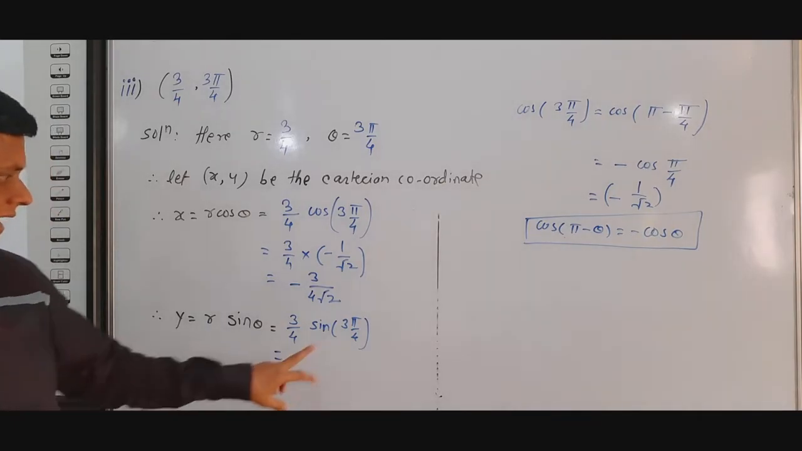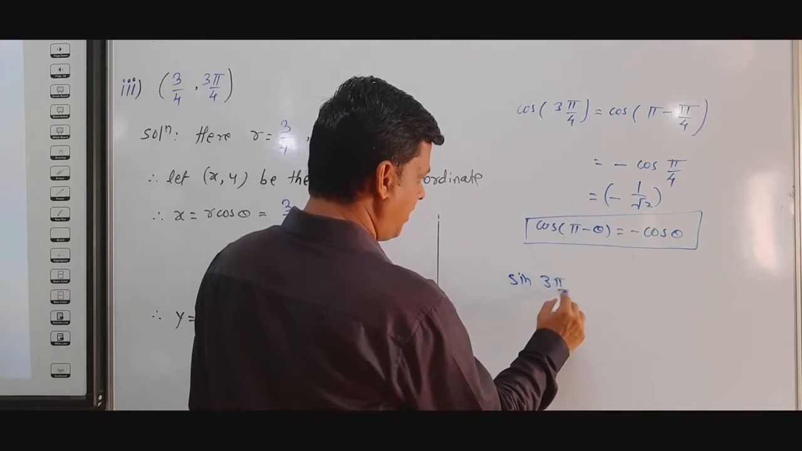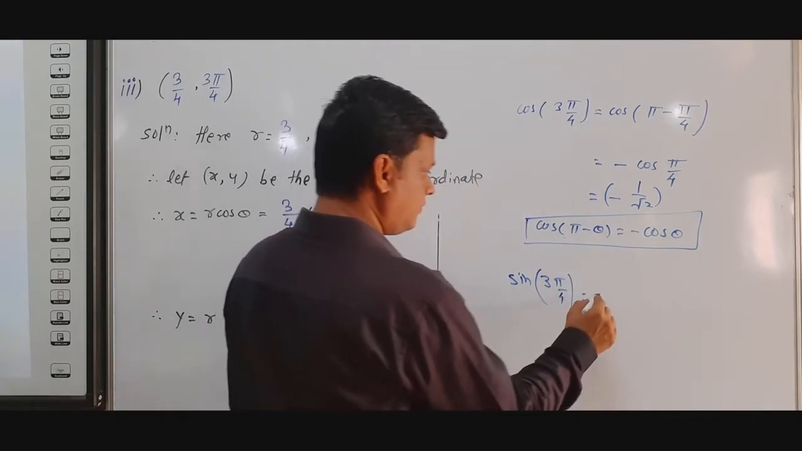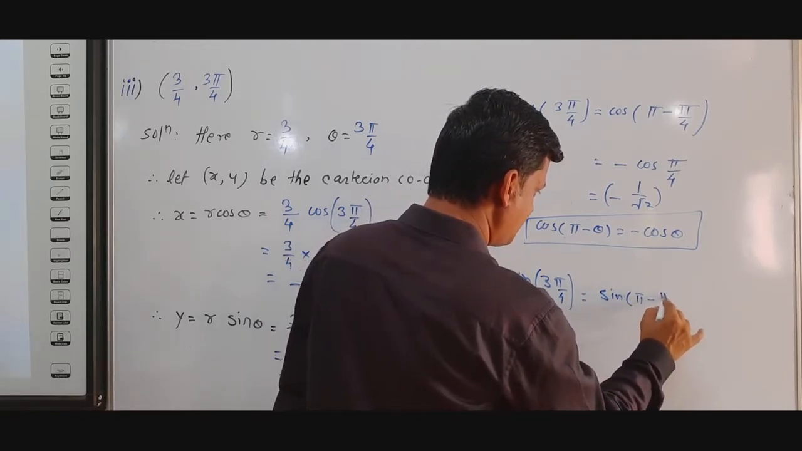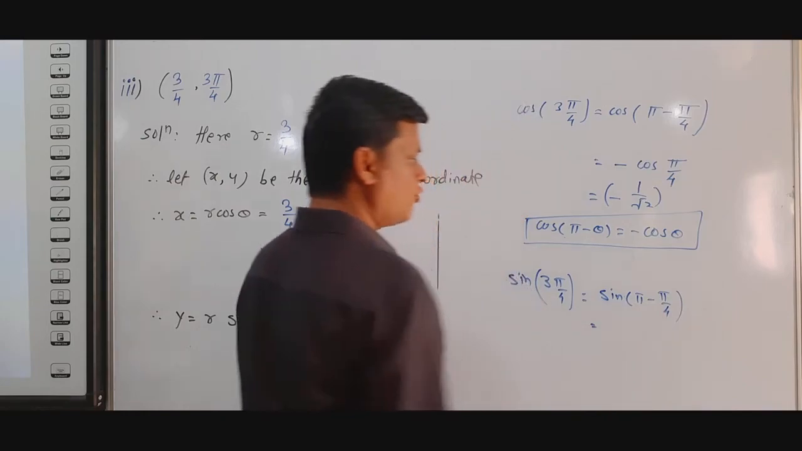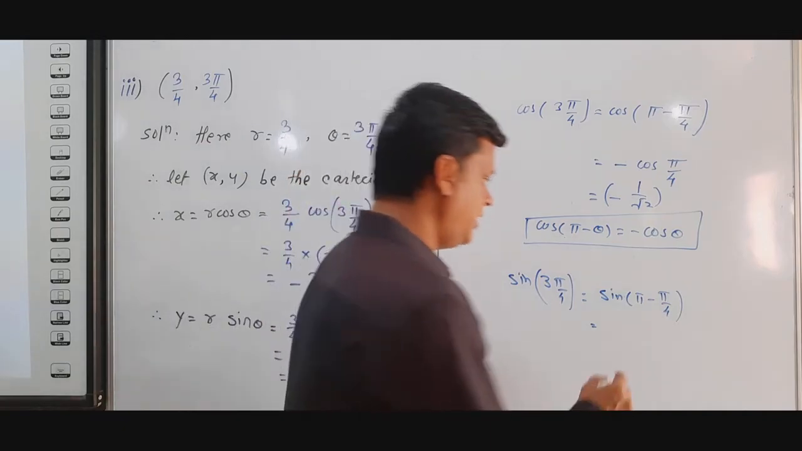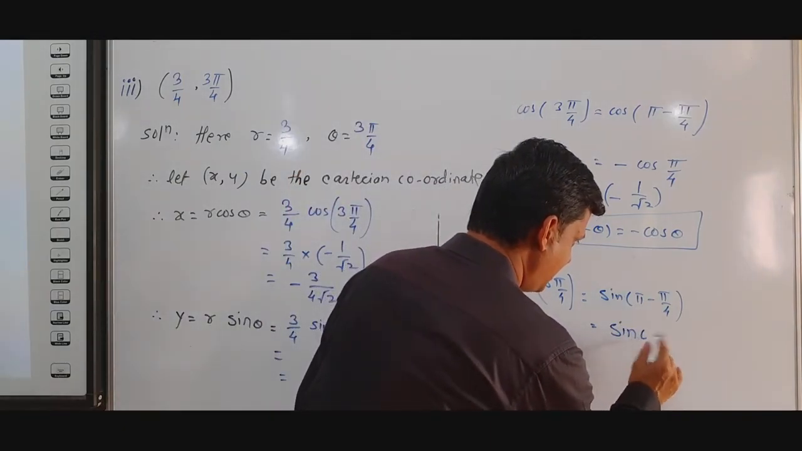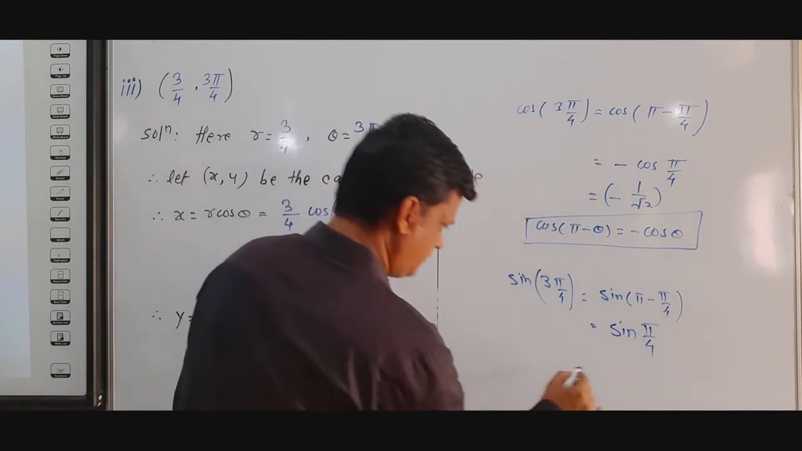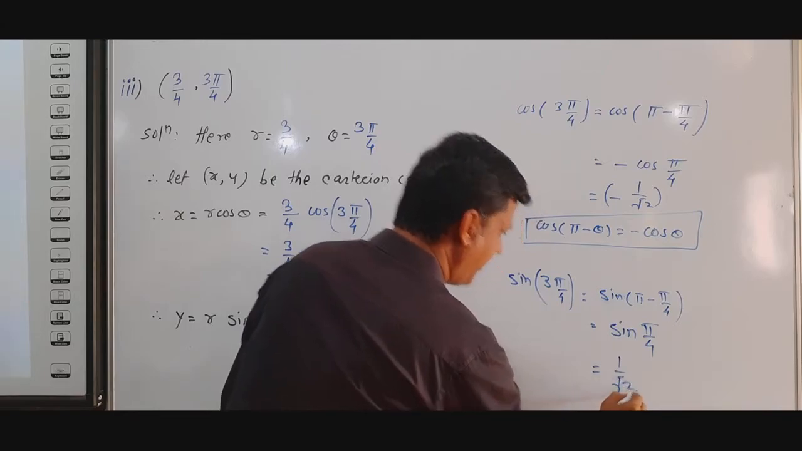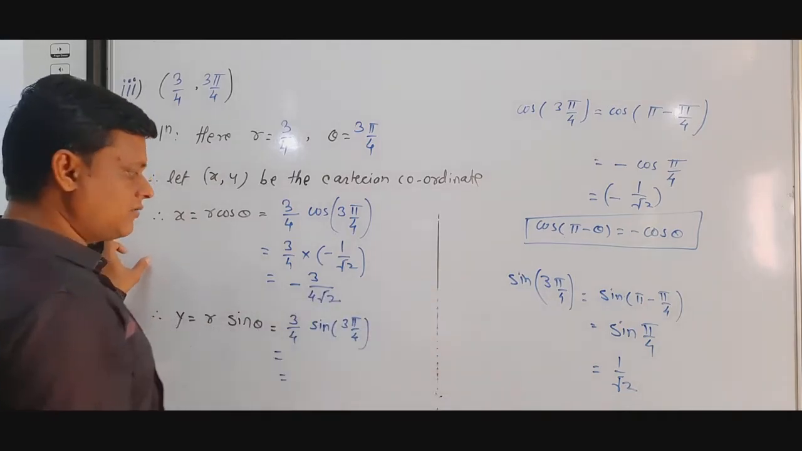Now we have to find sin 3 pi by 4. So we write sin 3 pi by 4 as sin of pi minus pi by 4. So we have to apply the formula sin(pi minus theta). Sin(pi minus theta) is sin theta. So we write sin theta, with pi by 4 in place of theta. And sin pi by 4 is 1 by root 2. So we substitute the value of sin 3 pi by 4 as 1 by root 2.